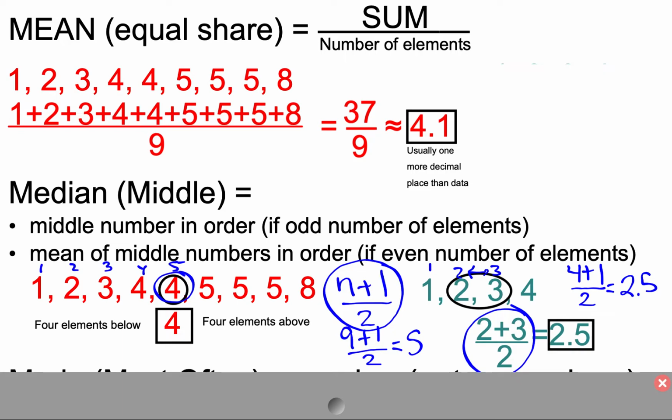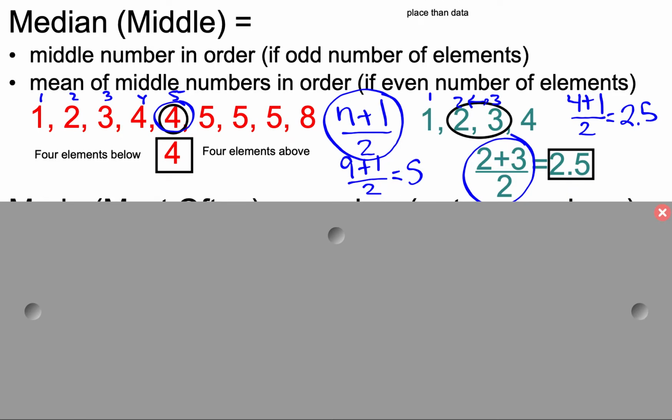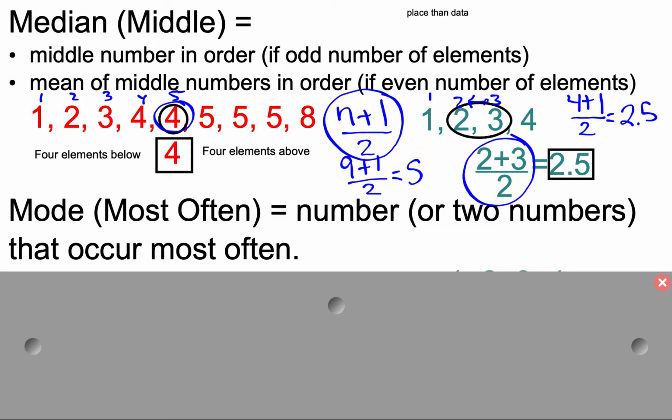So the median is always the middle point. If there's an odd number, there's just one number in the middle. If there's an even number of numbers, there's 2 numbers in the middle, and you have to find the mean of them. Okay, the mode is the most often number, or 2 numbers that occur most often.